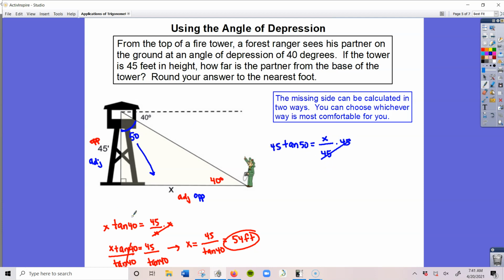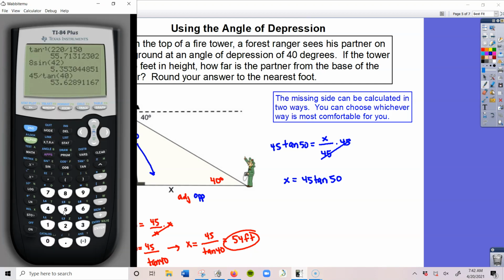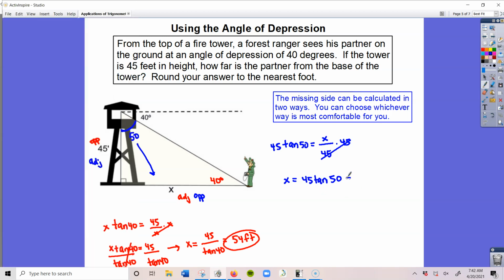To solve for x, we would just multiply 45 to both sides. So this method, in this particular case, is a little bit easier because now all I had to do was multiply rather than multiply and then divide. So you just save one step, but either way, whichever method you choose is fine. So we have that x is equal to 45 times the tangent of 50. So we will put 45 tangent 50, and I get the same answer of 53.6289, which is approximately 54 feet. So you have options. That's what I'm trying to say.